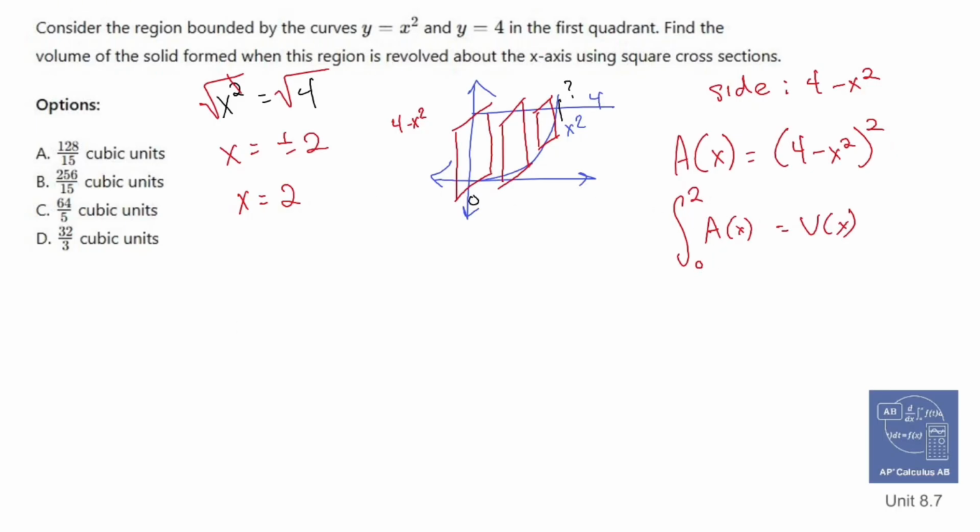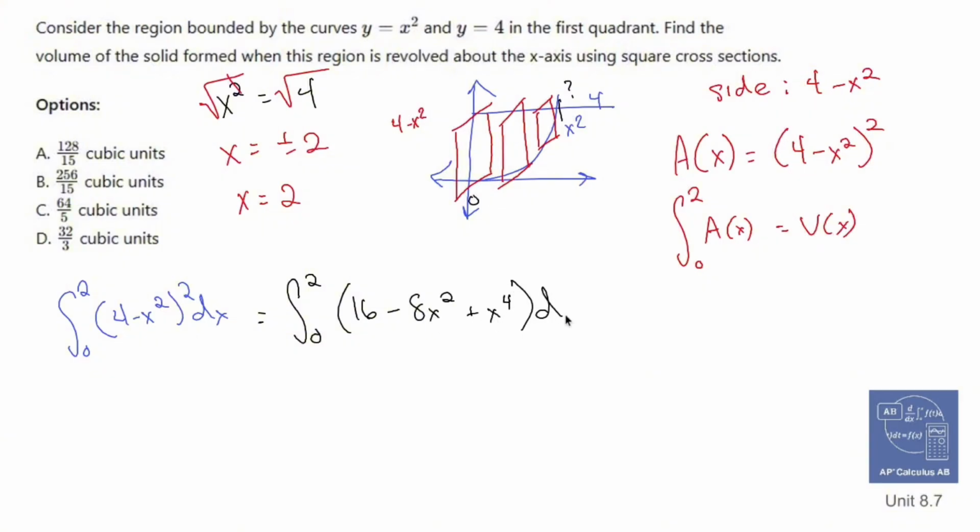So let's set this integral up. The integral from 0 to 2 of my area, (4 minus x squared) squared dx. All right. Now, before we do anything, let's FOIL that out. That's a perfect square trinomial. So you're going to get 16 minus 8x squared plus x to the 4th dx.